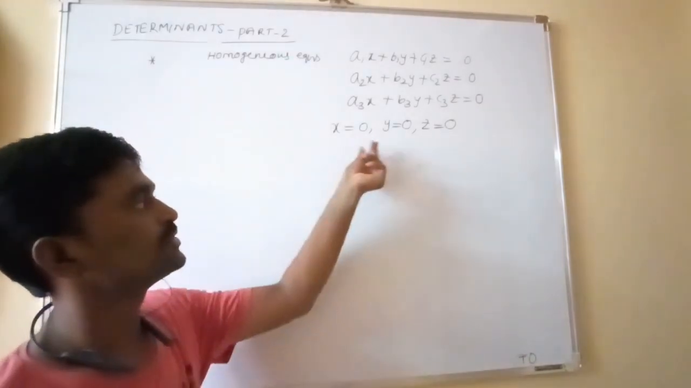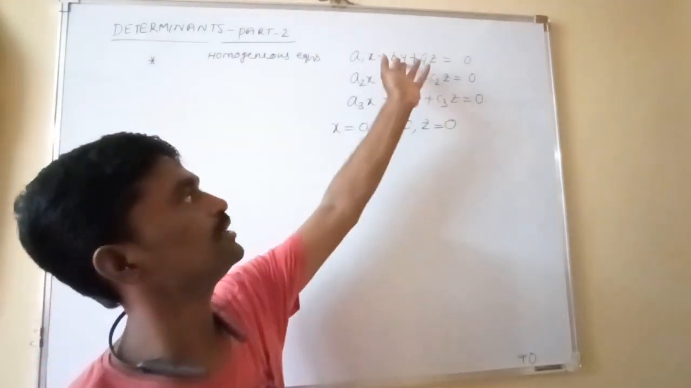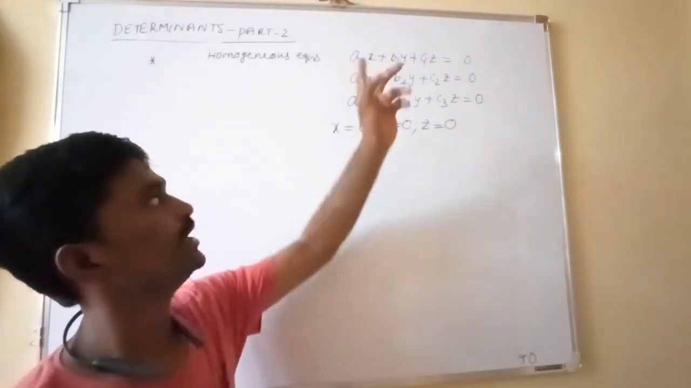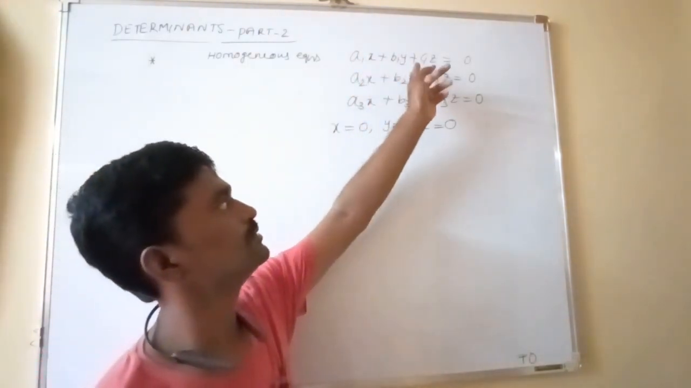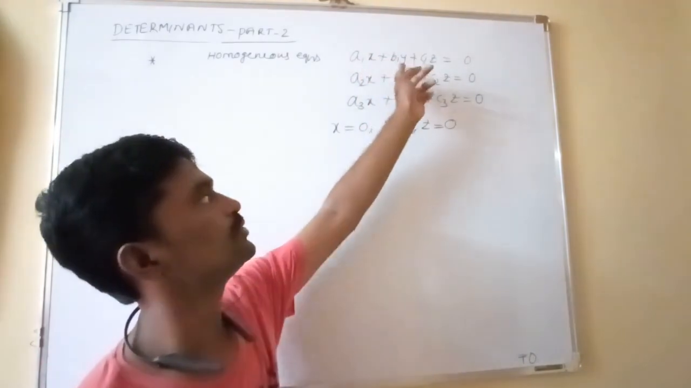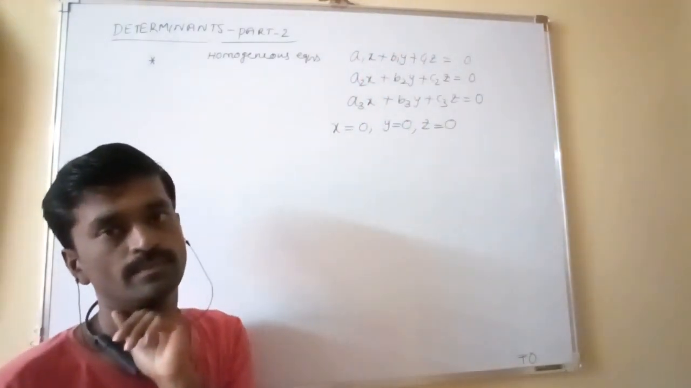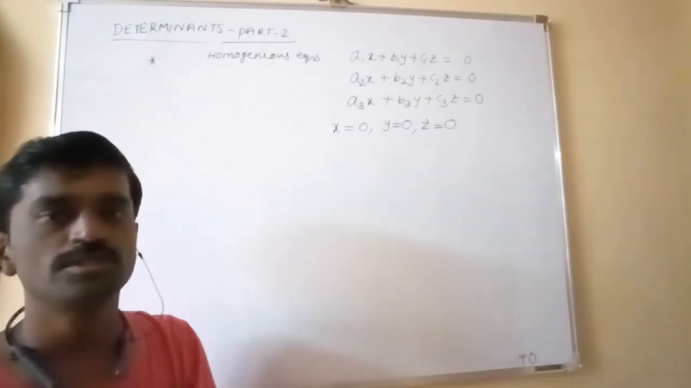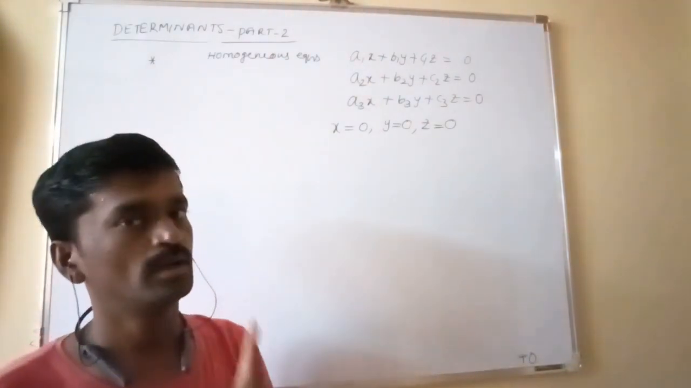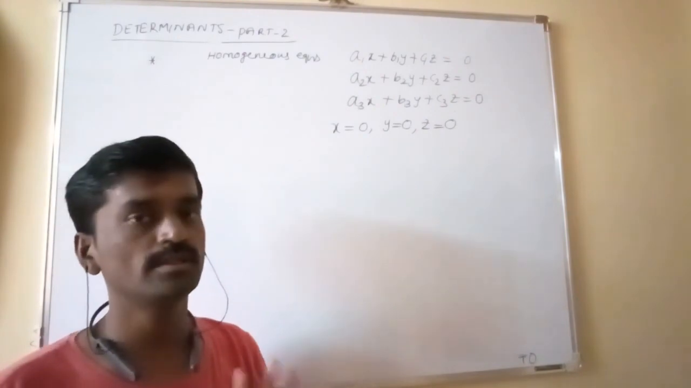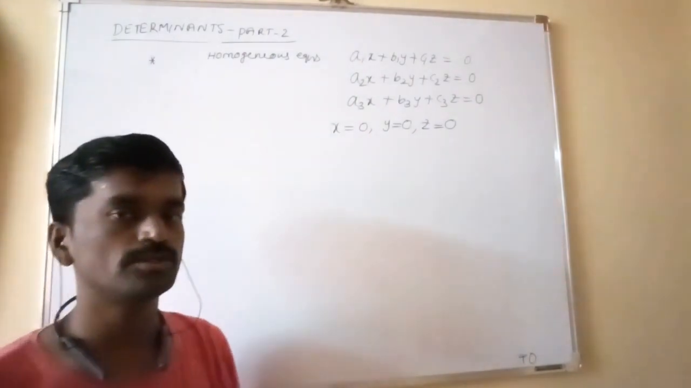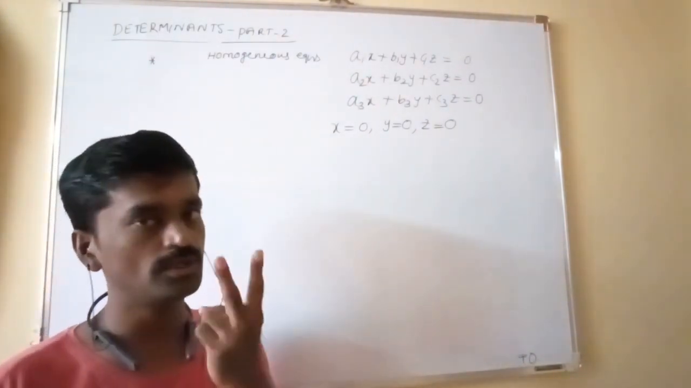Okay, if I put x value 0, y value 0, z value 0, every equation is satisfied. So a1 into 0 is 0, b1 into 0 is 0, c1 into 0 is 0, 0 plus 0 plus 0 is 0, so 0 is equal to 0, satisfied. So that means homogeneous equations always have at least one solution. So in this case it has either one solution or infinitely many solutions, only 2 cases.